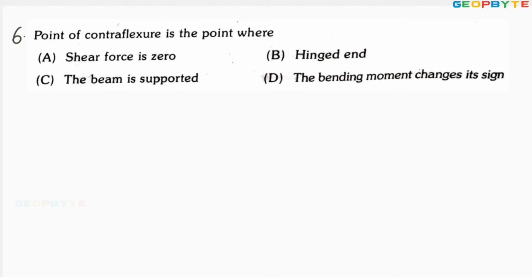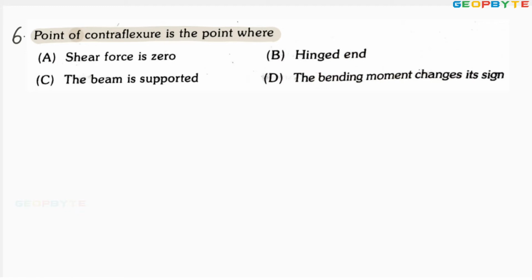Look at the next problem. Point of contraflexure is the point where the bending moment diagram changes its sign from positive to negative. The point of contraflexure generally occurs with the overhanging beam. You cannot find the point of contraflexure either in a simply supported beam or a cantilever beam.